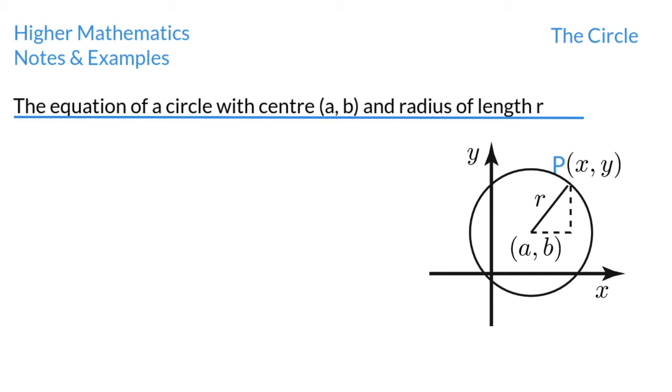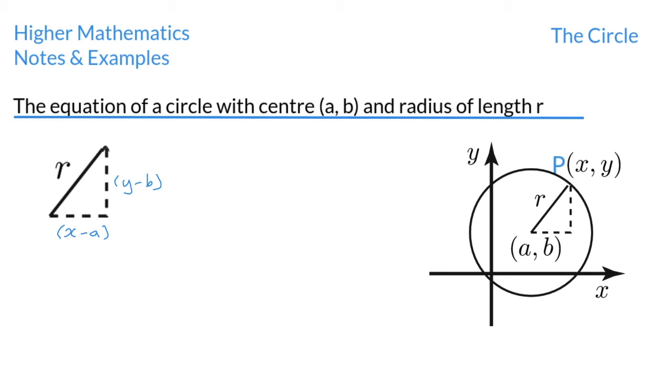What we'll do, in a similar way to the previous lesson, is look at the right angled triangle that we create between the point P on the circumference and the centre of the circle. Applying the distance formula, the horizontal distance will be x minus a, and the vertical will be y minus b. That's really just your previous knowledge of straight lines.